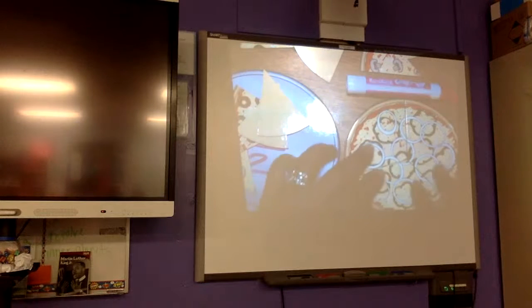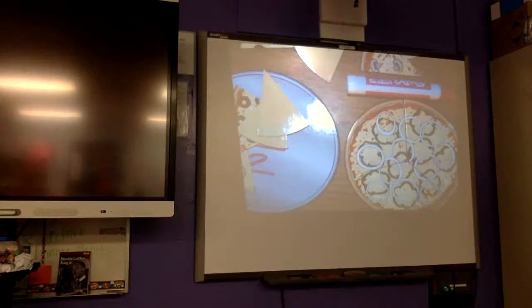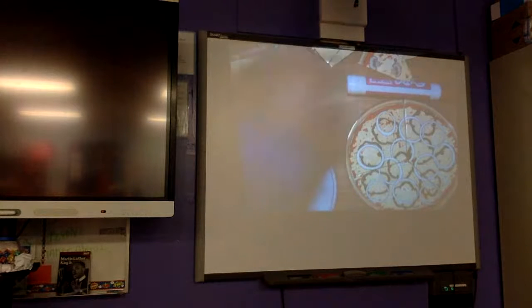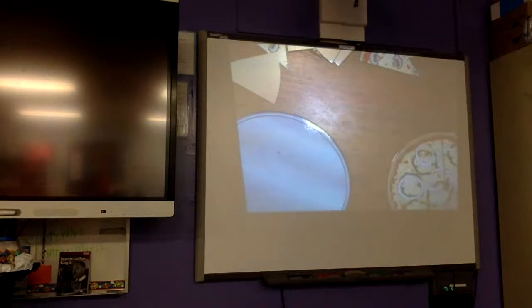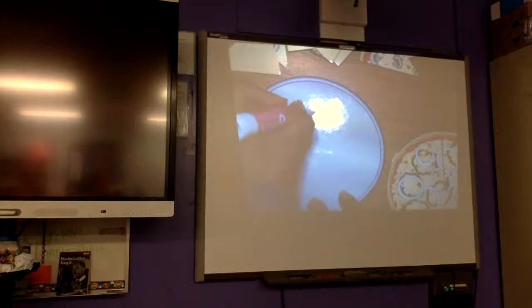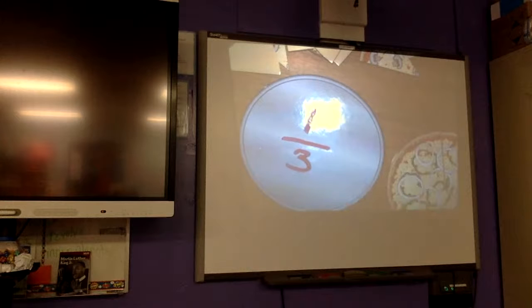Now, what fraction do each of us receive? There are now 3 pieces total. What is the fraction that each of us receives? Tiana? 1/3. 1 what, guys? 1/3. 1/3. And this is what 1/3 looks like. Thirds there. Here we each get 1 slice out of 3, or 1/3 of that pizza.